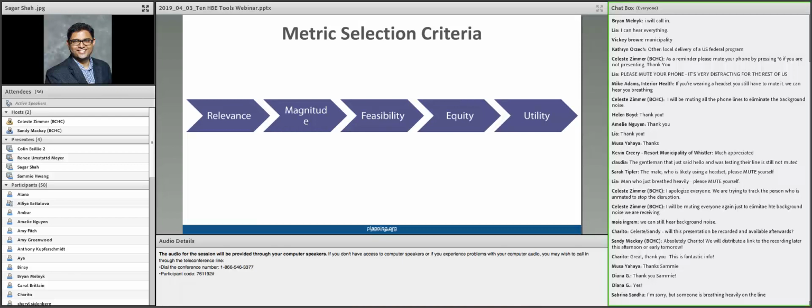Magnitude: how much impact that particular metric would have on the built environment related to health. Feasibility: is the data available, or could it be easily available? Equity is a lens that we apply on all our work. So can the metric identify and be used to address disparities in exposure and outcomes for underserved populations? And the last one was utility. Is it useful to planning practice? Is it even necessary for planning practice? So those were the criteria that went into deciding what goes in as a metric in this report.